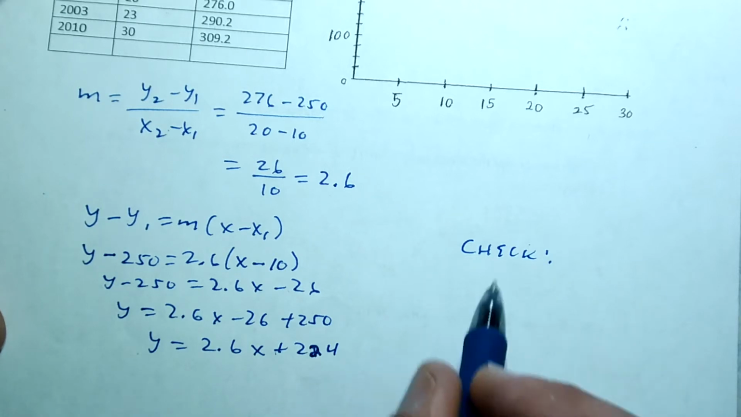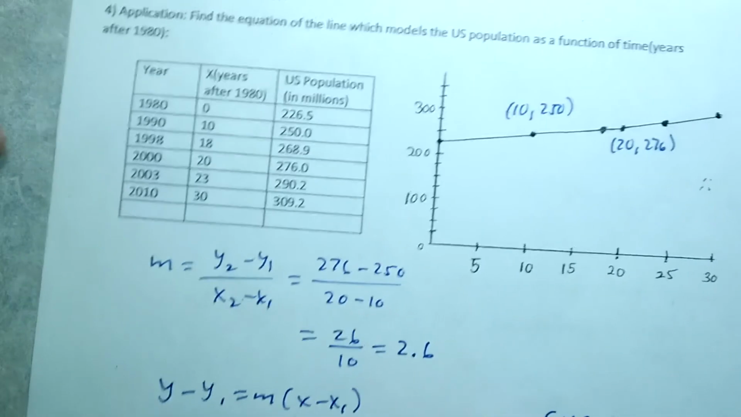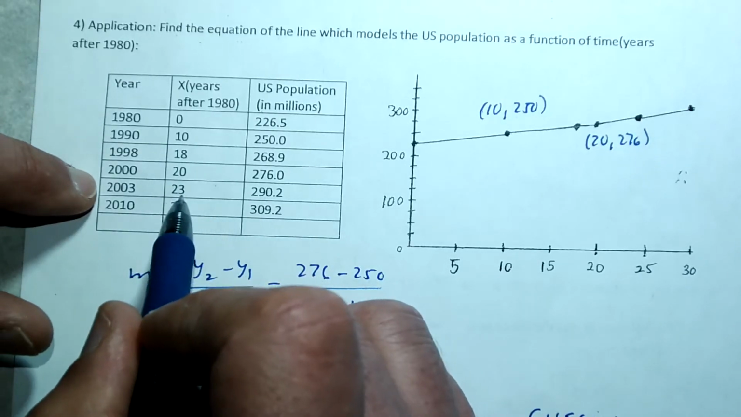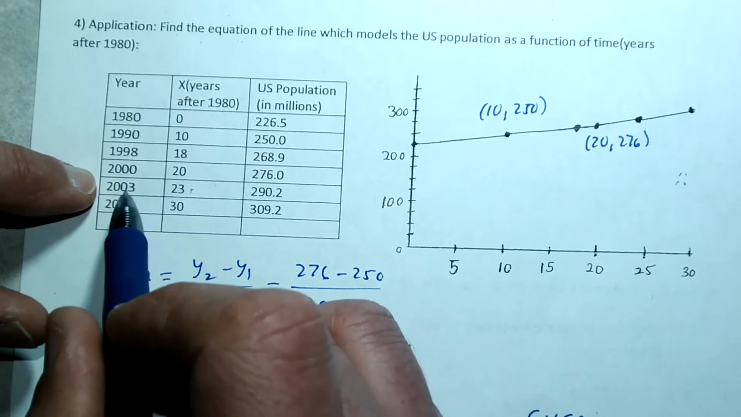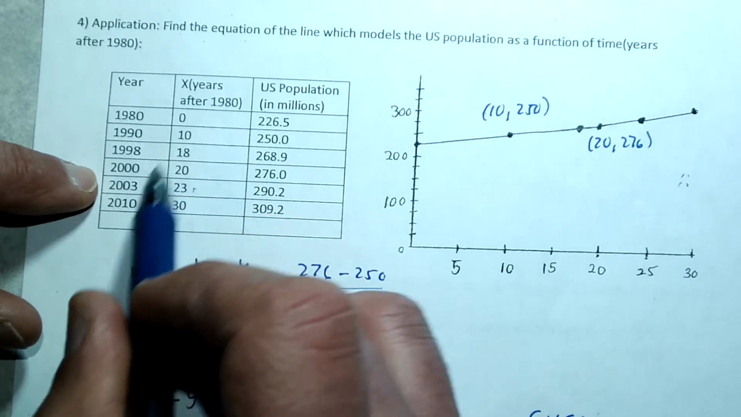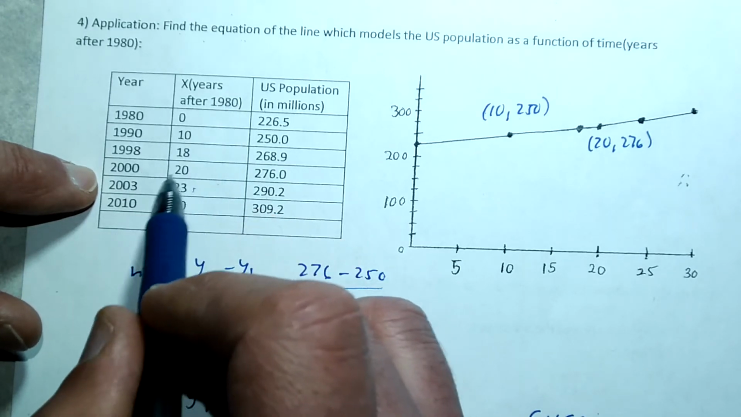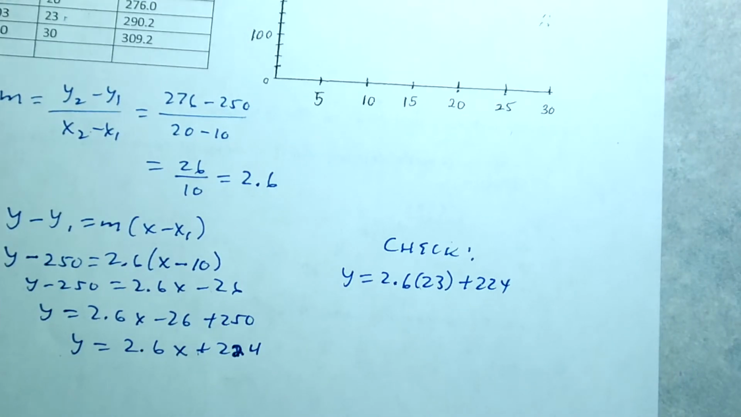Okay, so remember, this is a theoretical answer that we're about to get. Here are some actual answers here. Let's see how well it does in predicting that there were 290.2 million people in the U.S. in 2003, which is 23 years after 1980. So we're going to throw an x value of 23 into our equation. We're just seeing if our model is doing a very good job of predicting the U.S. population. And let's see what we get here.